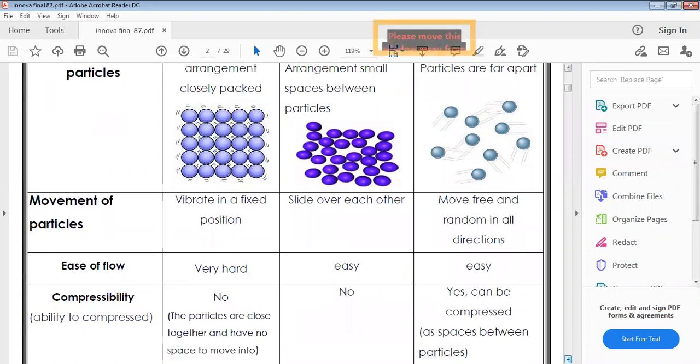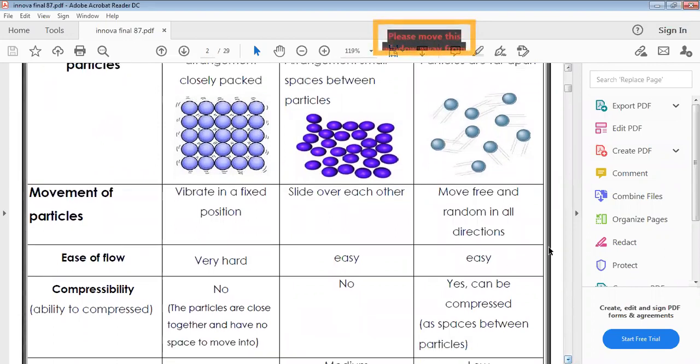Compressibility, or the ability to compress. Which one can be compressed easily? The gas. Why the gas? Because there are large spaces between the particles. I can compress them to add more gas.